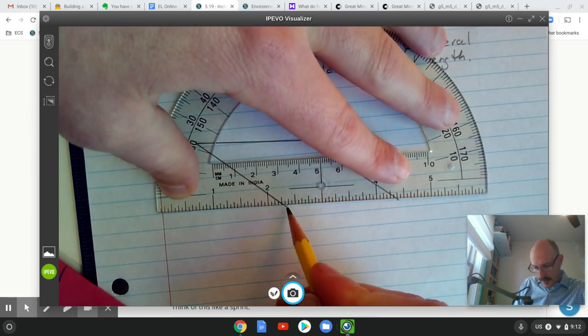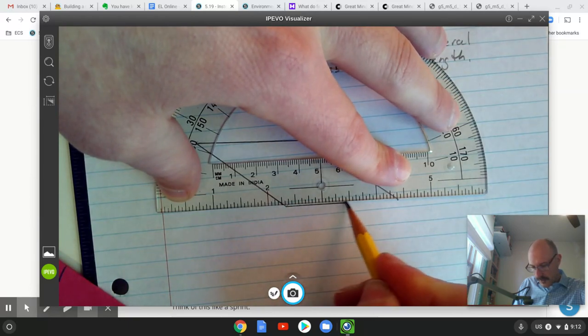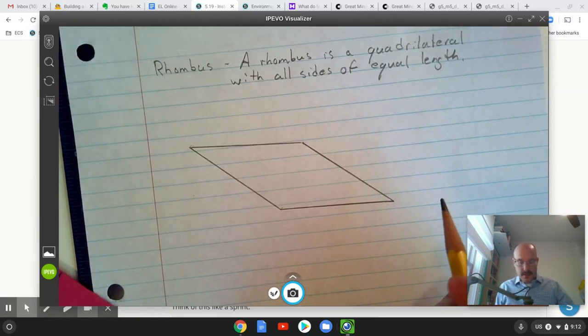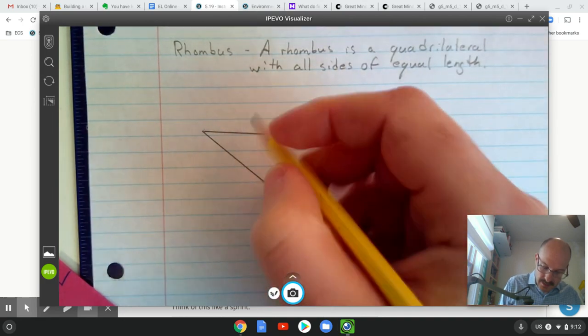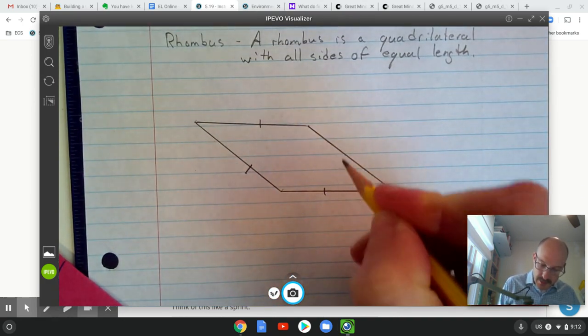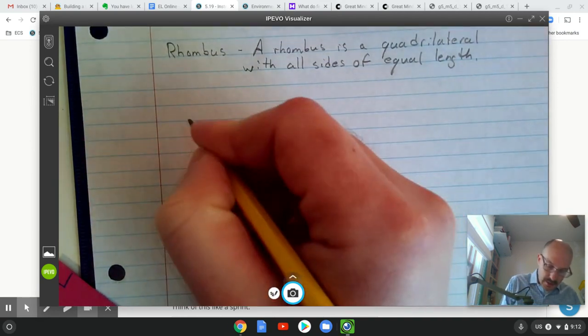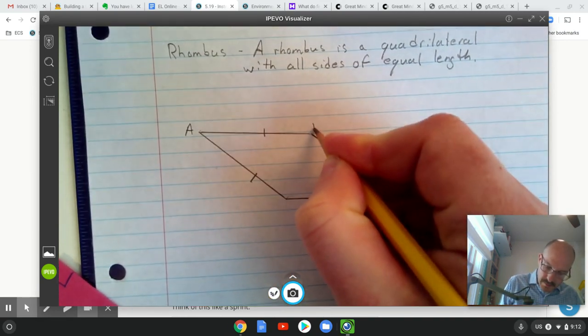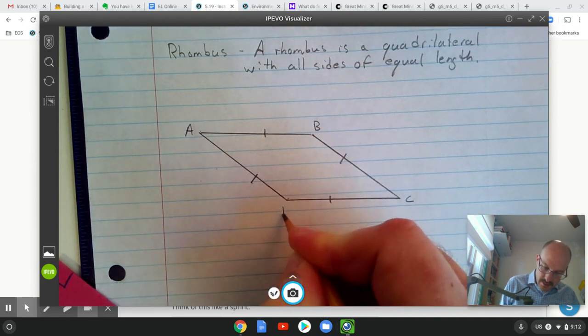And then to close this figure, if I've done everything well, then this line should be parallel to the, I guess, second line that I drew. It should also be 2 inches, and I can see that it is. So each of my sides on my rhombus are the same length. They are 2 inches, and we'll call it A, B, C, D.